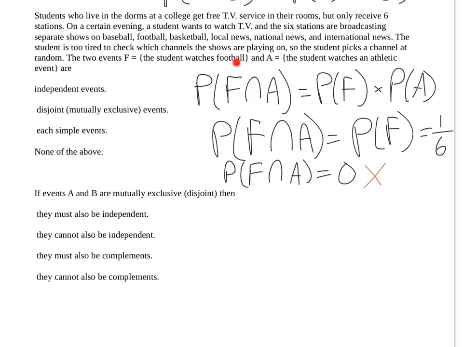If you want to have an independent event or 2 independent events, this has to be true. If they're disjoint, then this is true. If they're simple events, then there are no other events in the setup of the problem that are contained within those events. You see what I'm saying? Alright, let's move on.